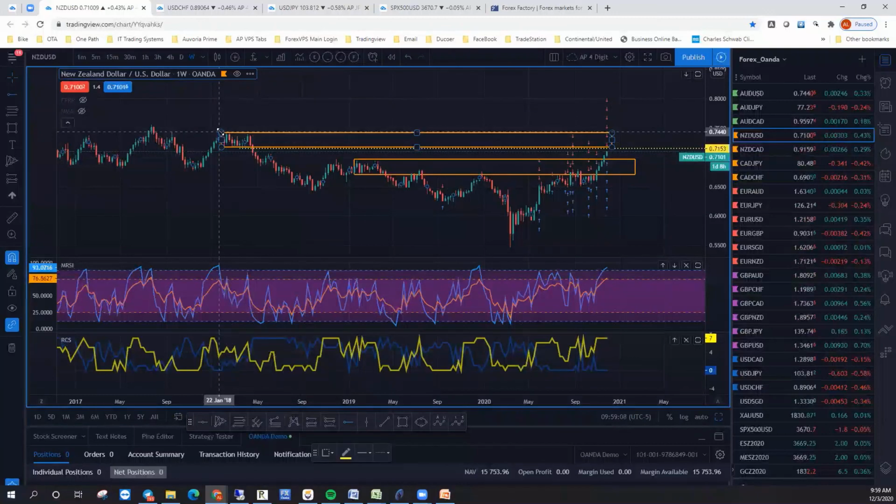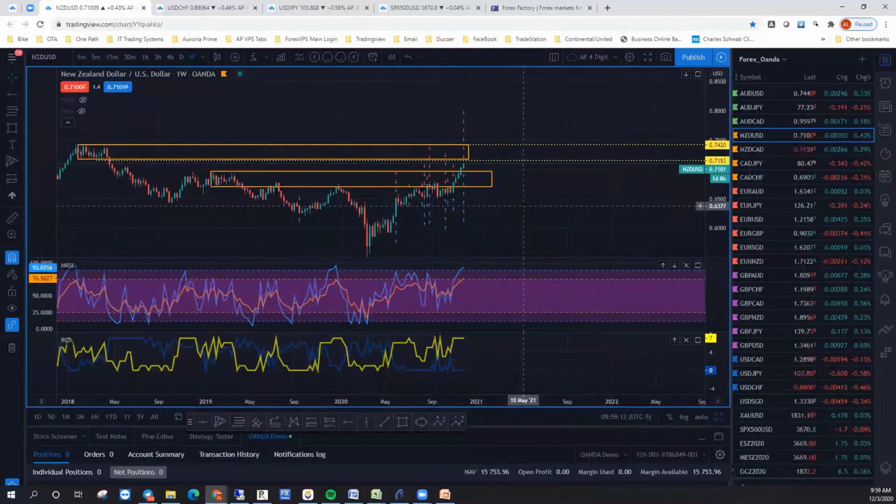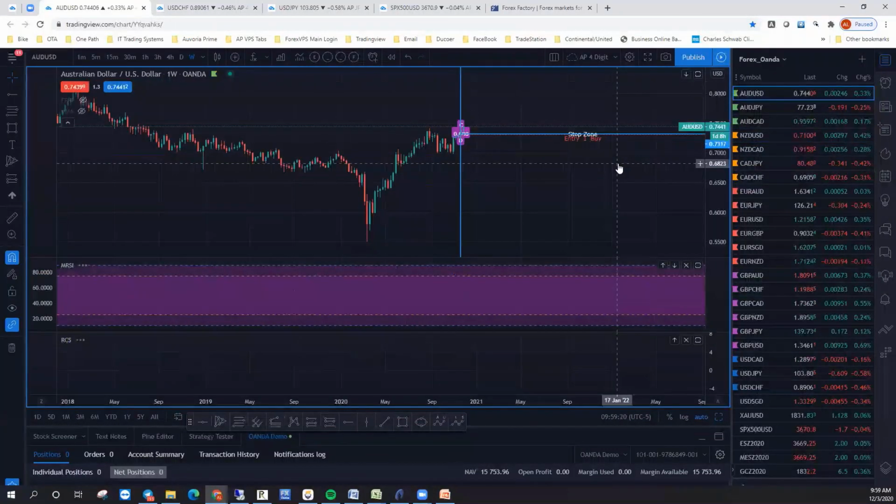Al, if we have a moment after you do this, can we just look at the Aussie US? Aussie US? Yeah, we can do that. Just to see if they mimic the same thing, in regard to Aussie US.